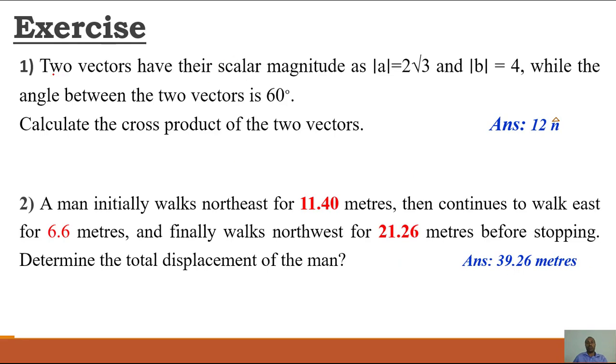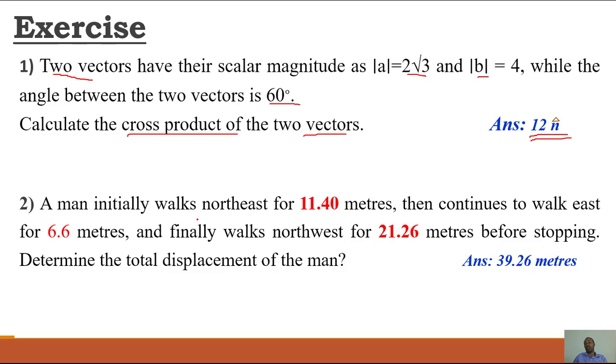So as an exercise, you have two vectors with their scalar magnitudes. You have A and B, while the angle between the two vectors is this one. Calculate the cross product of the two vectors. So we will apply the same approach. Then finally, we will use this one. It will be the cross product of the two vectors in the direction of n.